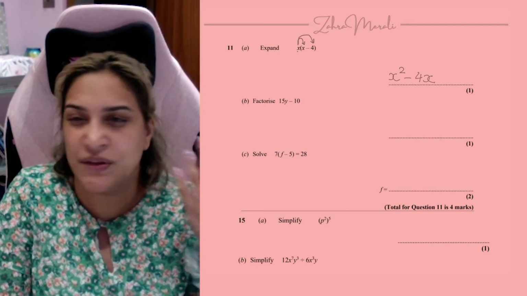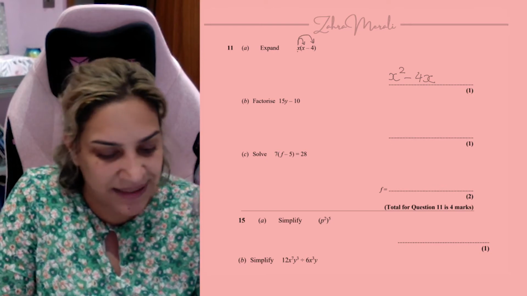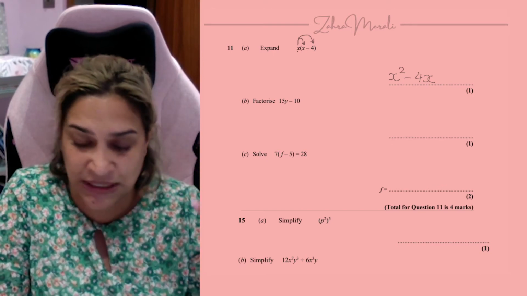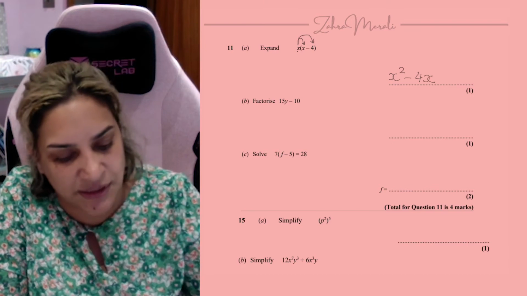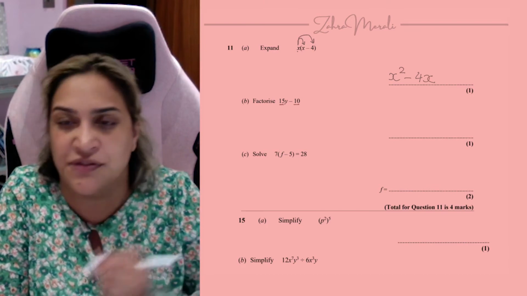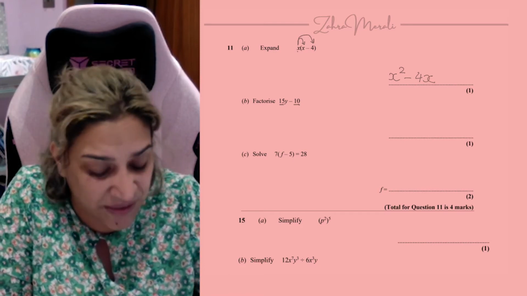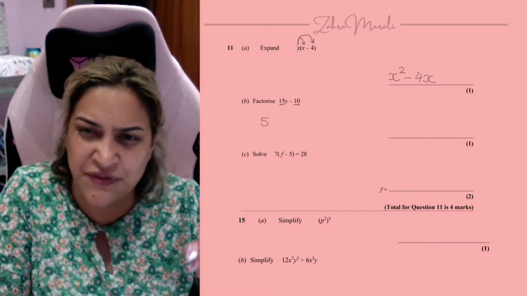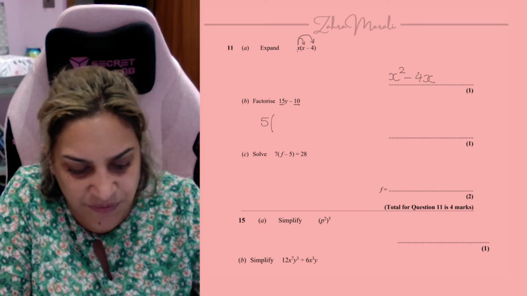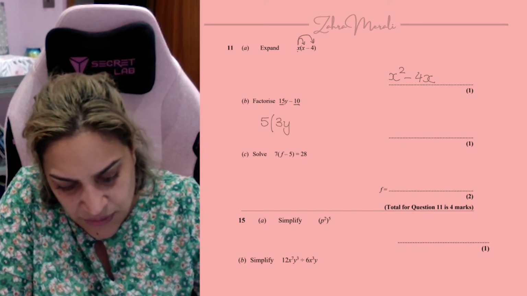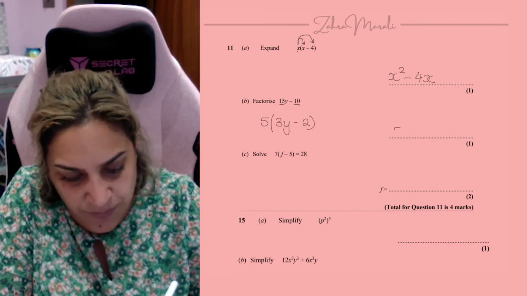Factorizing. Now we're going to do more on this as we do some more algebra, but as it's come up here in a similar question, let's deal with it. Factorize: we're saying what goes into 5, 15 and 10? I'm just giving you the answer. 5. And then we say 5 times what gives me 15? 3. So we've got 3y minus 2.